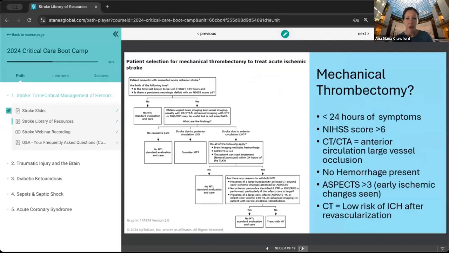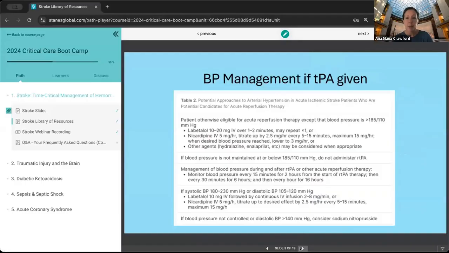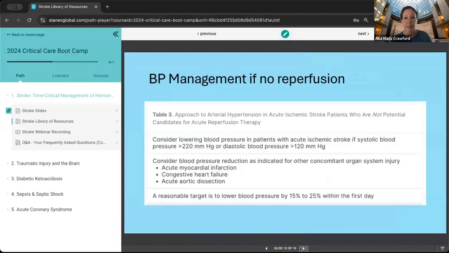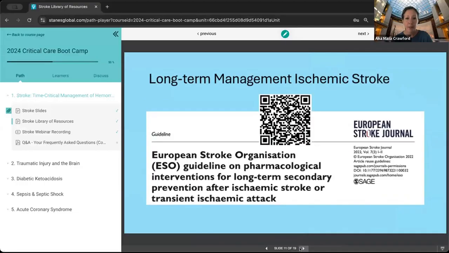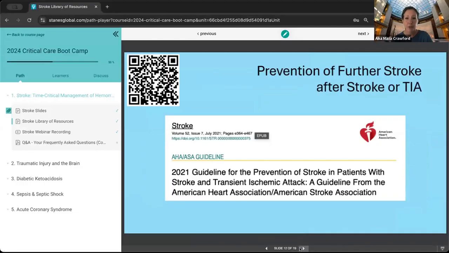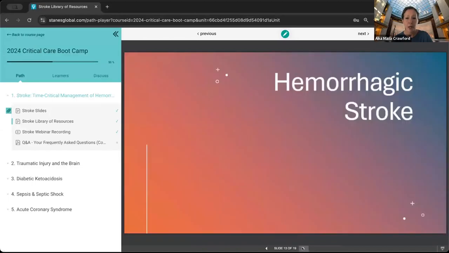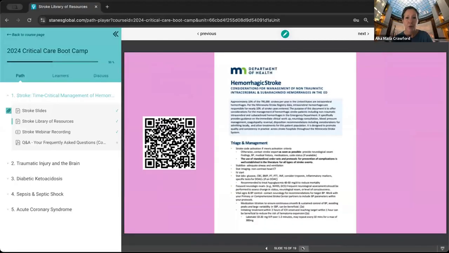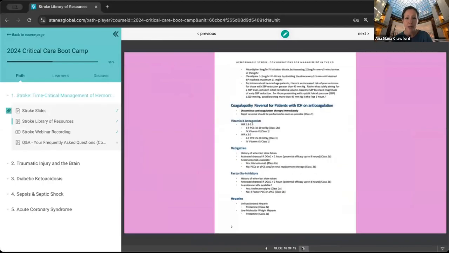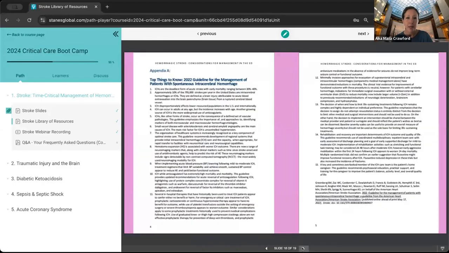Mechanical thrombectomy criteria. Blood pressure management if TPA is given. Blood pressure management if TPA was not given. Long-term management of stroke. Prevention of further stroke. And then we talk about hemorrhagic stroke. So we're giving you guidelines, we're giving you aids that you can use at the bedside, and we're giving you algorithms for management of these conditions.